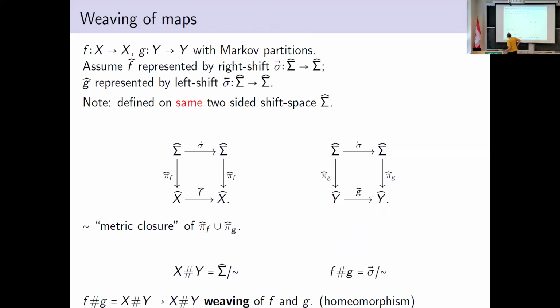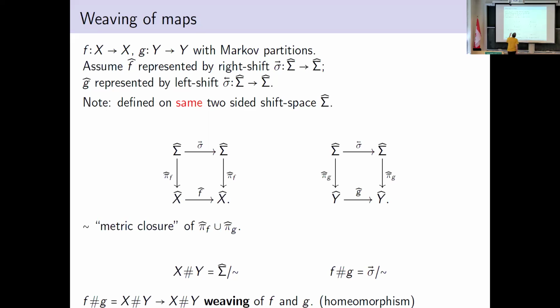So what now is the weaving of maps? Well, now we have two dynamical systems, F and G, defined on different spaces. We assume they have Markov partitions, so we can represent these maps as factors of the shift, and we can take the natural extension of these maps. So we have our two maps F and G, and the two natural extensions of the two maps. This is now on the two-sided shift.